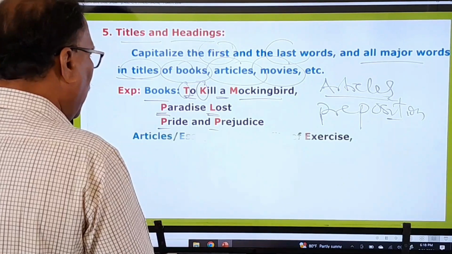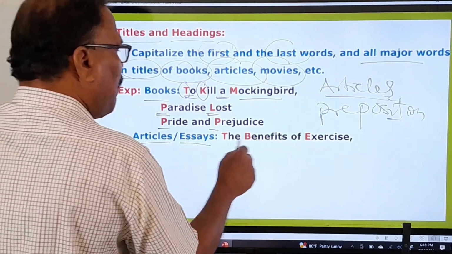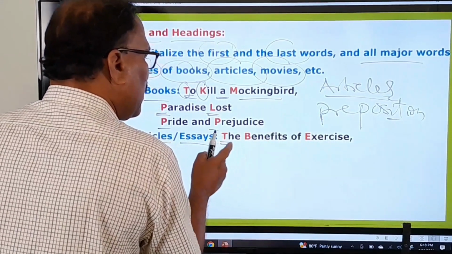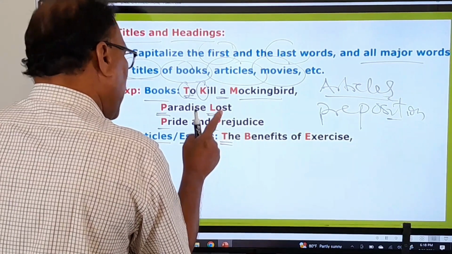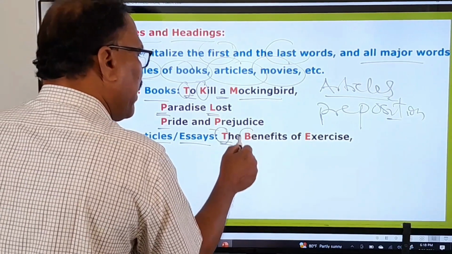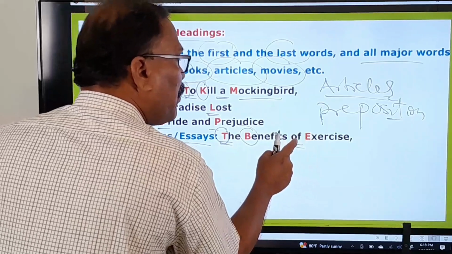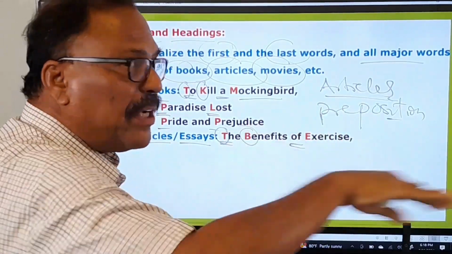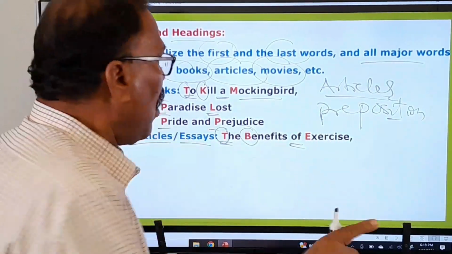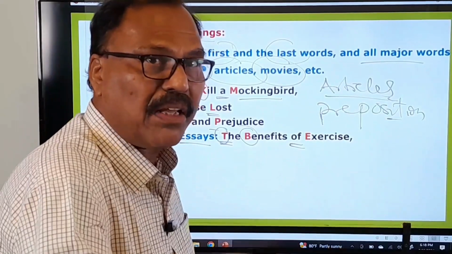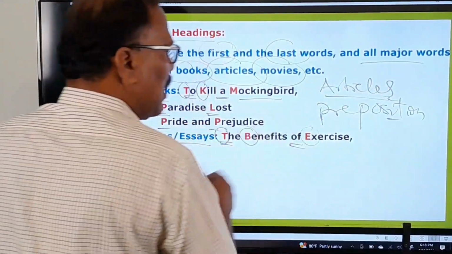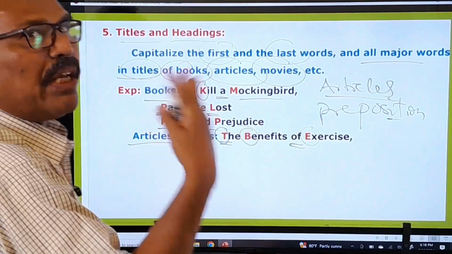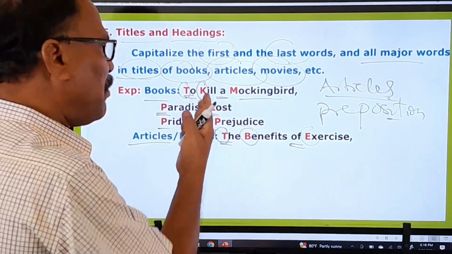And here articles, essays are there. The Benefits of Exercise. Since it's an article but occurring at the beginning of the title, that's why it is capitalized. Then Benefits is capital. Of is a preposition. Prepositions that occur in the middle of the title should not be capitalized. Articles that occur in the middle of the title should not be capitalized. So you have to leave them. And here Exercise. I cannot give more examples to make you understand this simple thing, right?